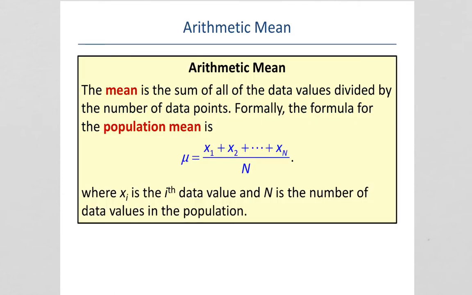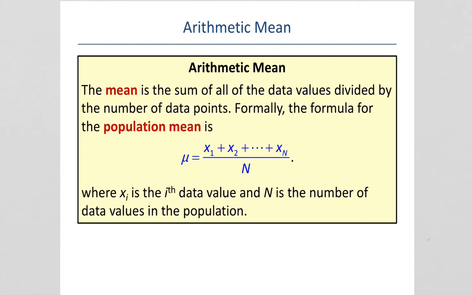The arithmetic mean is the sum of all the data values divided by the number of data points. The population mean is the sum of all the data values divided by the number of points. Okay, so here's the deal. The arithmetic mean is what you've always thought of as the average, where you add them all and divide by the number of data points you have, okay?